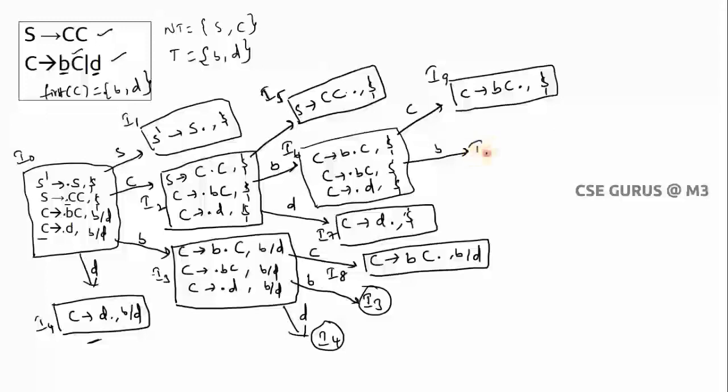So this is I6. Now the next part is D to be scanned. C tends to D dot with the dollar as the lookahead. Can I say it is I7? Same thing, no? So I'll write here as I7. Now this is over I6. I7 need to scan? No. Next I8, C tends to B C dot, over. Next I9, over. So yeah, now it is completed.